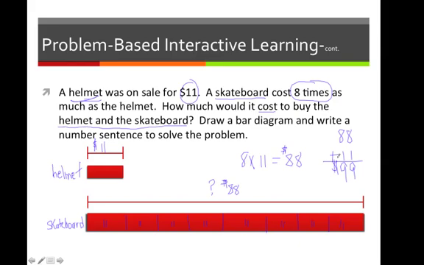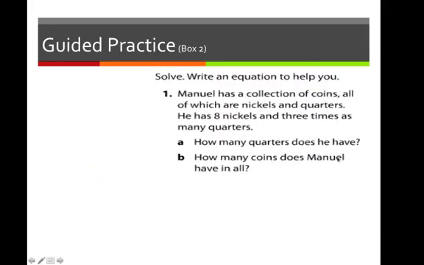Okay, let's look at the last problem that we're going to work on together. Write an equation to help you. Manuel has a collection of coins, all of which are nickels and quarters. He has 8 nickels and 3 times as many quarters. How many quarters does he have, and how many coins does Manuel have in all?